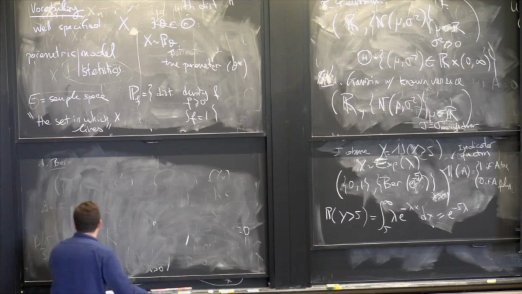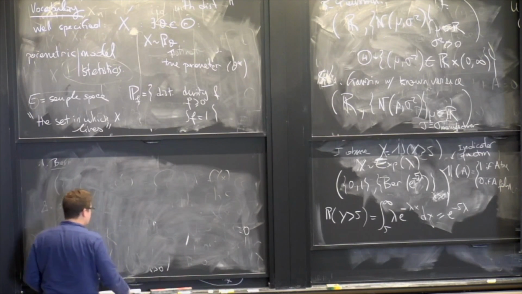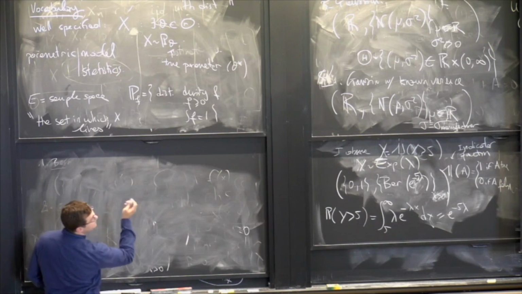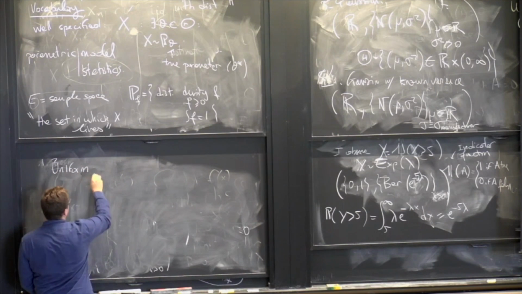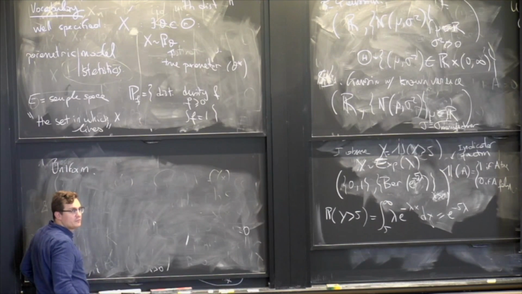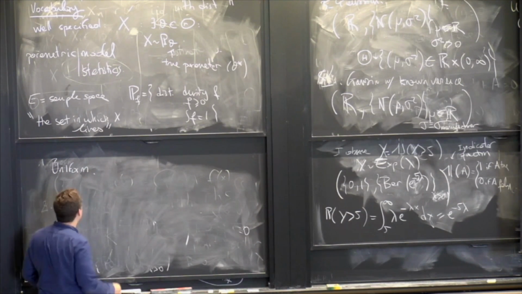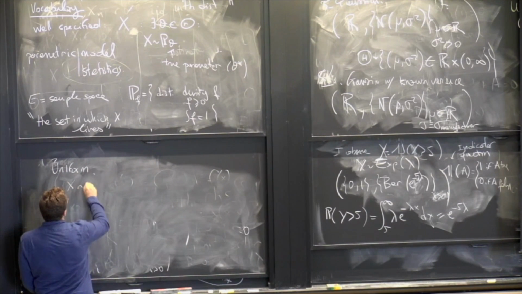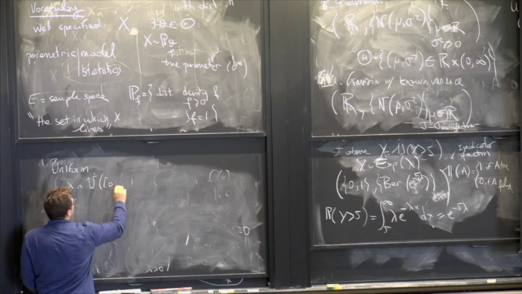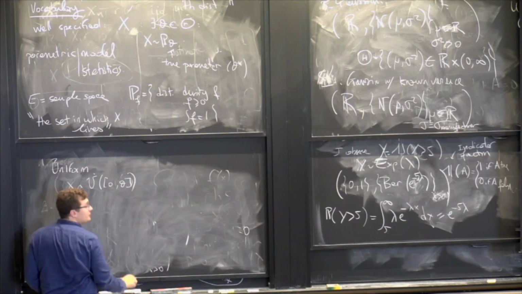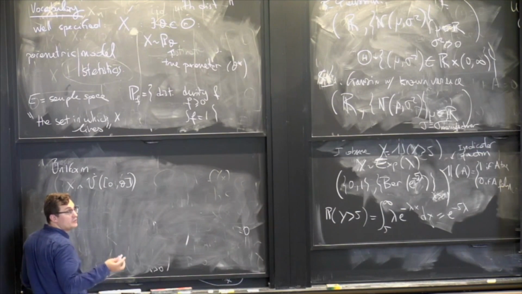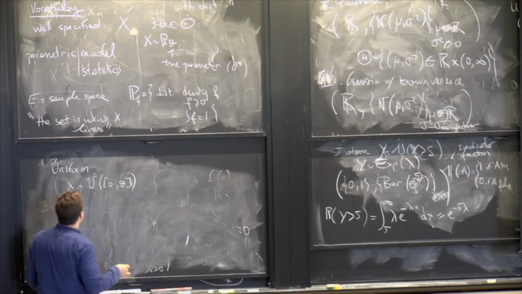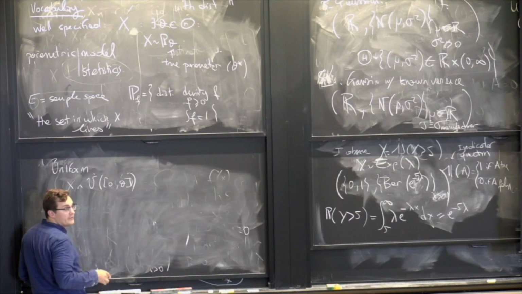Okay, so let's do a final one. I'm just going to do uniform. Everybody knows what uniform is? So my observations x are going to be uniform on the interval 0, theta. If I want to define a uniform distribution for a random variable, I have to tell you which interval or which set I want it to be uniform on. And here I'm telling you it is the interval 0, theta.